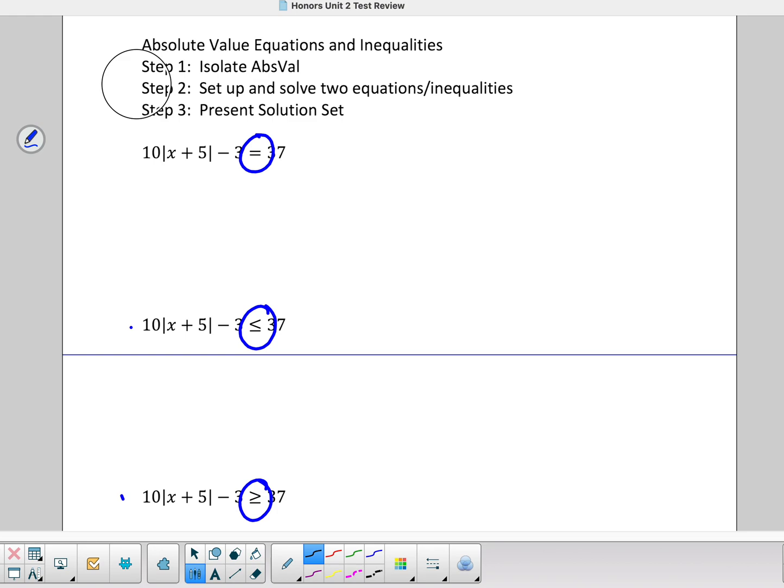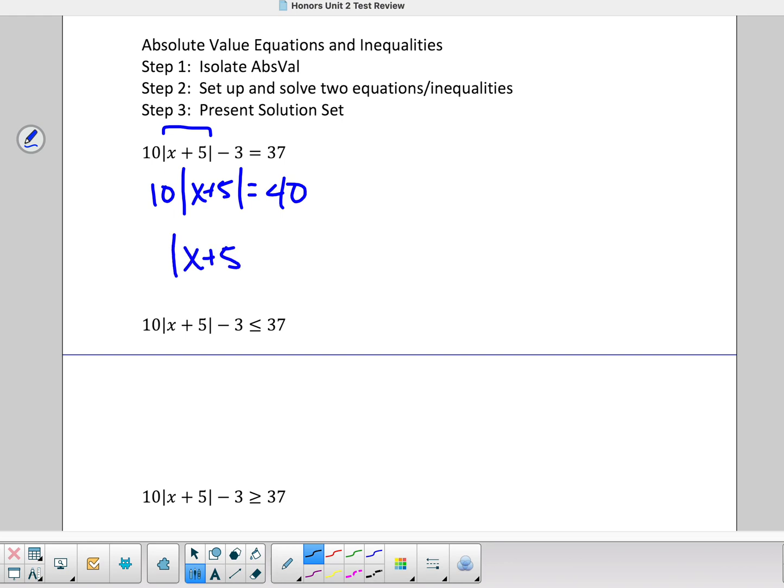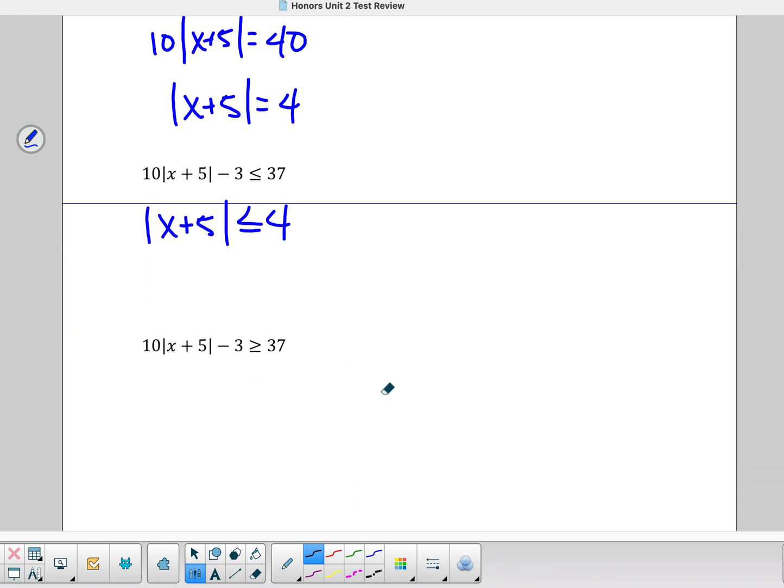So I'm going to run through this rather quickly, just to refresh your memory. As far as isolating the absolute value goes, it's just a series of inverse operations to isolate the absolute value, which is right here. The first inverse move would be to add 3 to both sides. And then in the next step, I'm going to divide by 10. So I have |x + 5| equaling 4. And I can assume that's going to be the same thing all the way down in this particular problem. Notice that I'm not dividing by a negative, so the inequality symbol that's presented the first time is the inequality symbol that will stay in the problem all the way through.